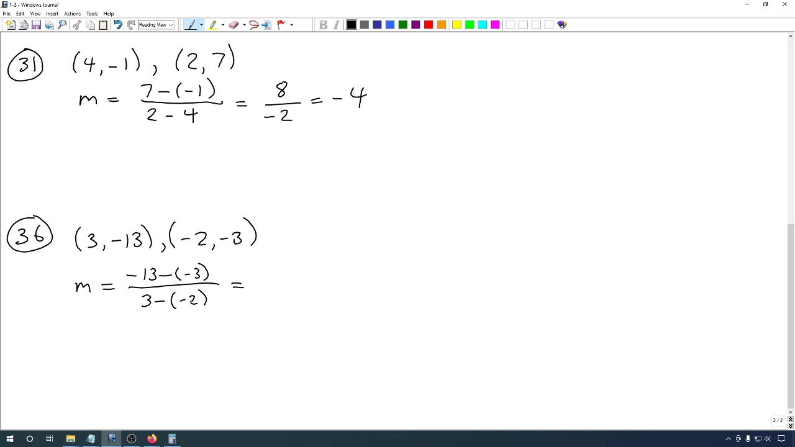Be careful here, this is not 1. The bottom here is actually a 5. The top here, -13 plus 3, is going to be a -10. And so overall we get a -2. Those are the slopes of these lines. And we'll come back to actually finishing the problem, finding the full equation of those lines, in a moment.